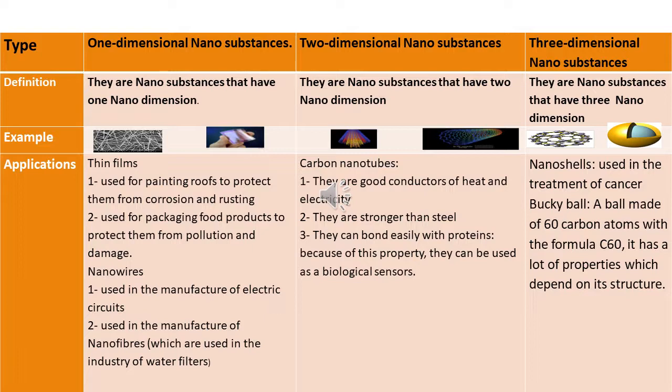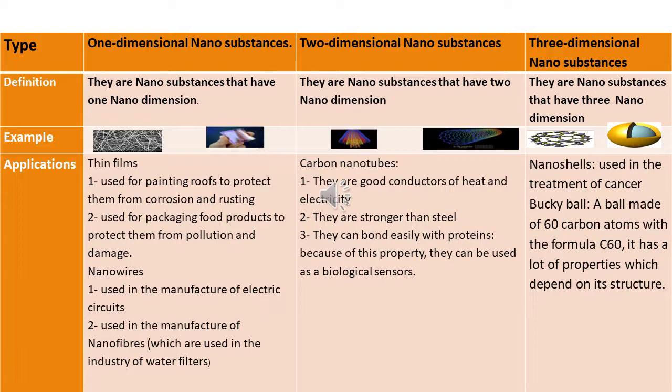Two-dimensional nanosubstance, like carbon nanotubes. As we know, carbon nanotubes are good conductors of heat and electricity, and they are stronger than steel. Number 3, they can bond easily with protons, so they can be used as biological sensors.